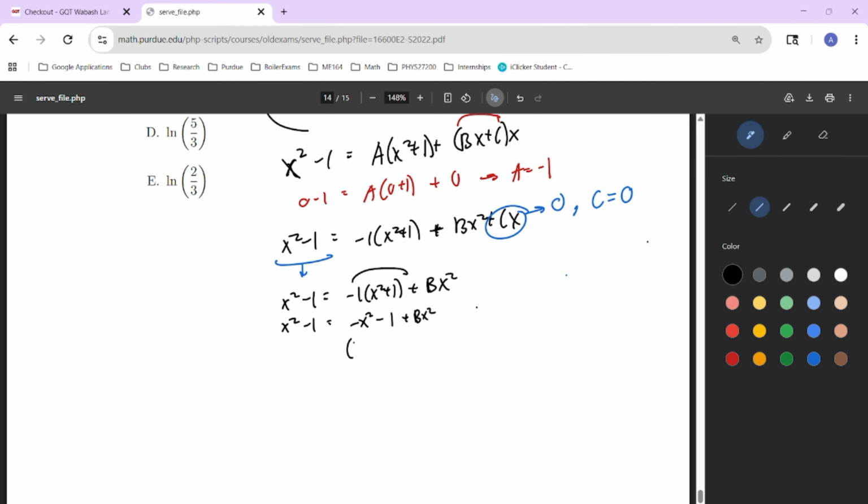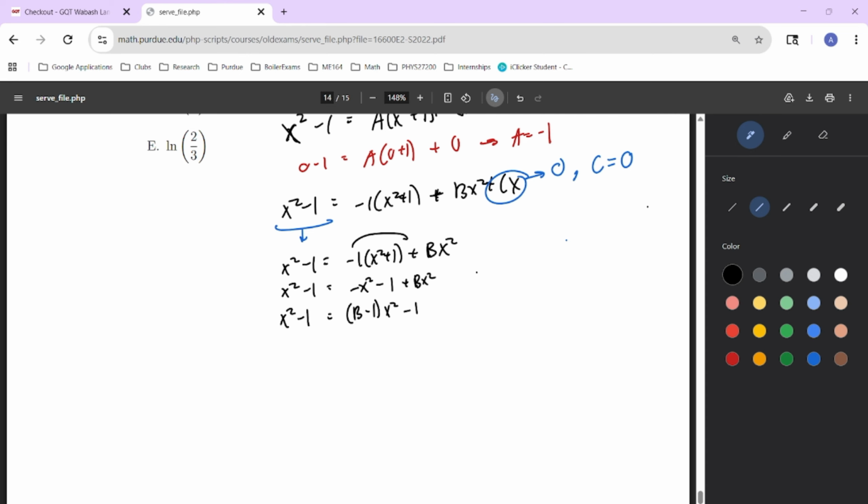This becomes b minus 1 x squared would be equal to x squared minus 1. Oh, and then minus 1 here. As you can see, these equations look pretty similar. We have some x squared term here, and some x squared term here. We also have the negative 1 out here and the negative 1 out here.